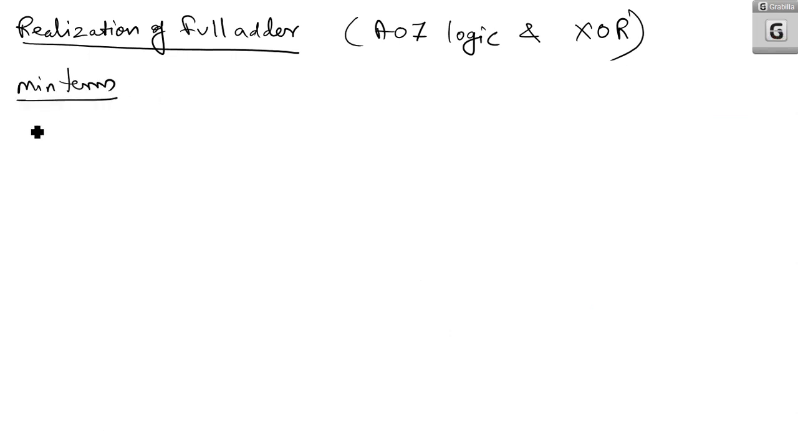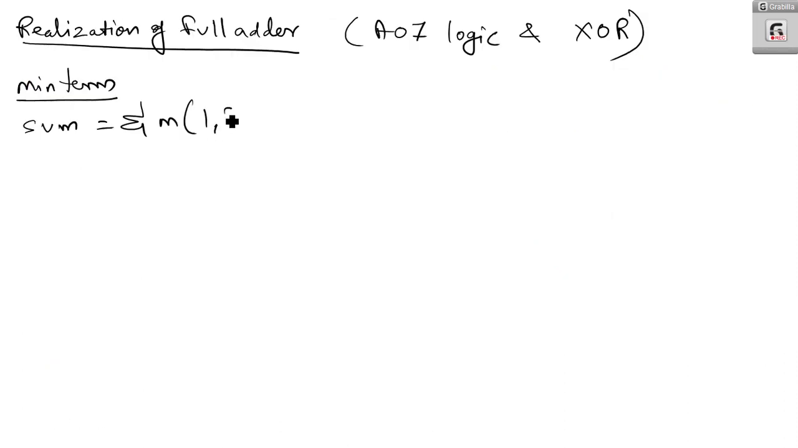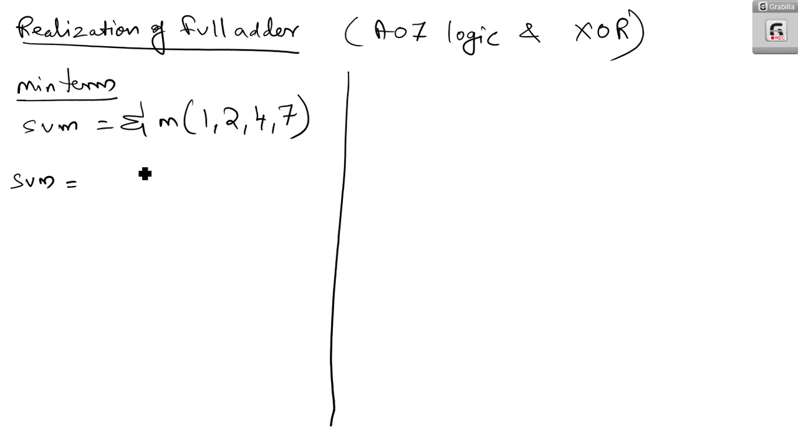For minterms, what is sum? Sum is equal to sigma m 1, 2, 4, 7. Now if you are writing the expression of sum, what will you get? You will get 4 terms: A, B, C in, or A, B, C in, or A, B, C in, or A, B, C in.